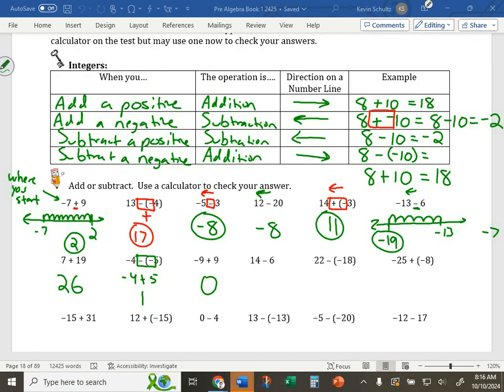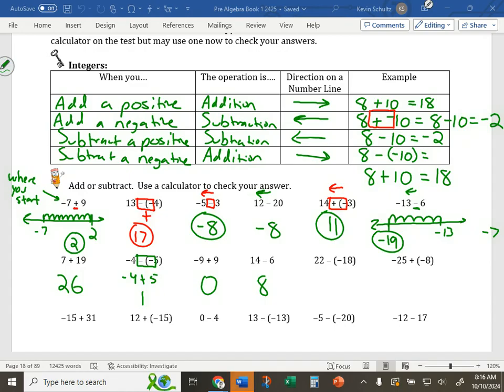14 minus 6. Someone who heard from me today perhaps? A new voice? Claire? Yes. 8 is correct. Starting at positive 14, going to the left 6, subtracting 6, we end at 8.